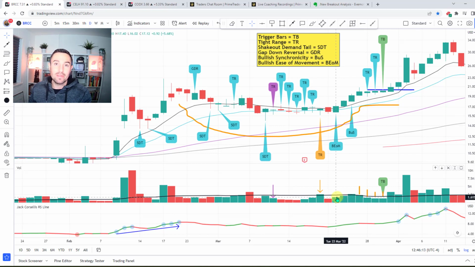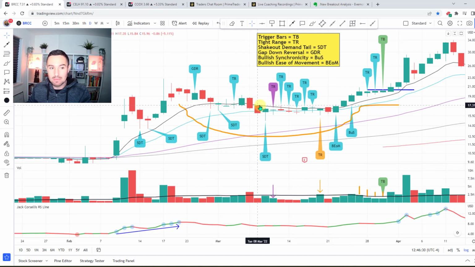It's telling me that there is very little supply around, so price can easily move up, hence the ease of movement nature. Now obviously you get this on the opposite side of the coin. You can get bearish ease of movement as well, where price can just easily move to the downside because of a lack of demand. So that there is something else to also be looking for.